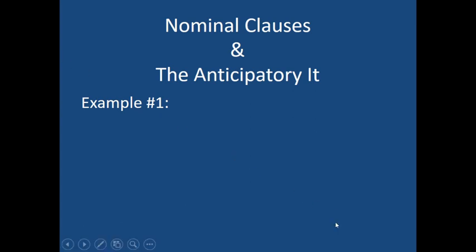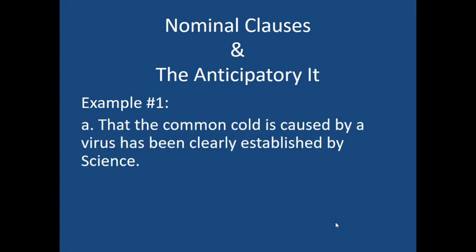Today, we're going to take a look at the very end of chapter 7, which is what we call the anticipatory it. And it's just simply going to build upon what we've been working on already with nominal clauses. So, the anticipatory it. Let me show you an example of this as you're following along with your worksheet. We have these two sentences, the A sentence and the B sentence.